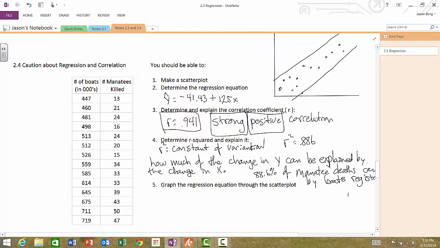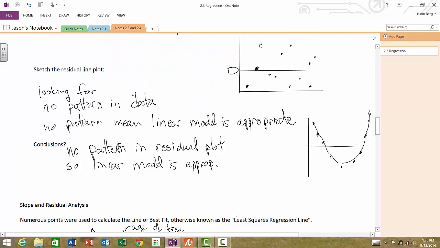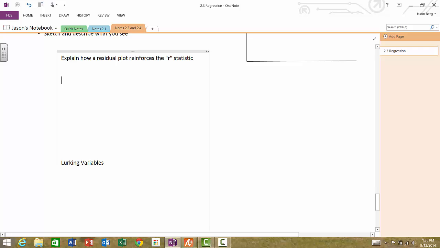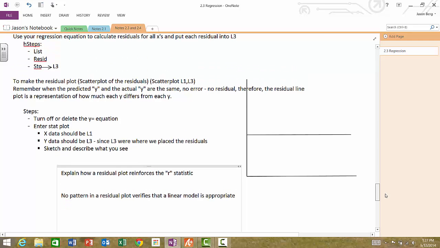So let's go back here. No pattern in a residual plot verifies that a linear model is appropriate. No pattern in the residual plot means the linear model is appropriate. Now, there's where you're going to put your residual plot.